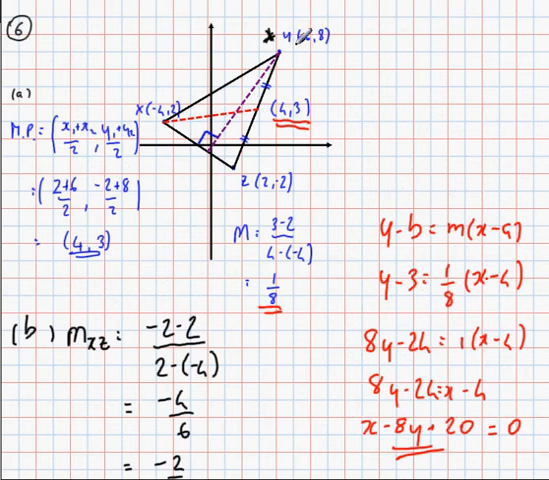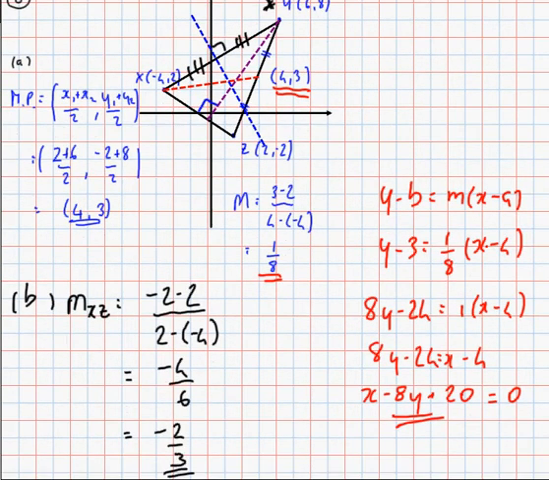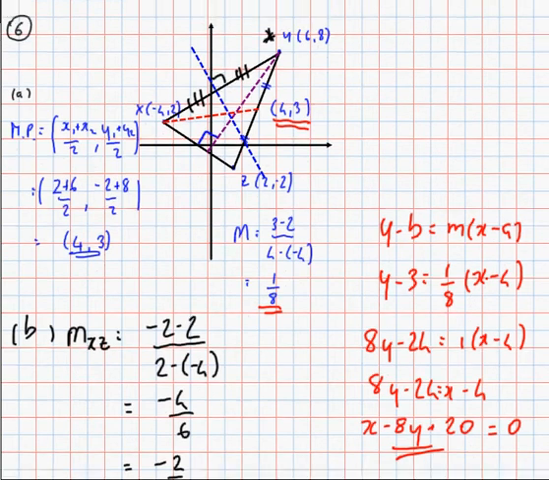Question C, find the equation of the perpendicular bisector of XY. This time the blue dotted line represents the perpendicular bisector. Remember, a perpendicular bisector is again a straight line. It cuts XY in the middle, and it also cuts at a right angle. Now, just like any other straight line, to find its equation we need a point and we need the gradient.